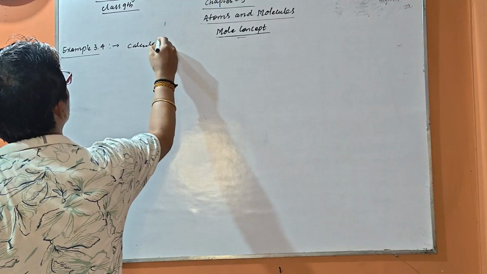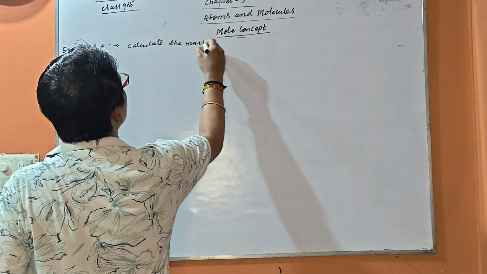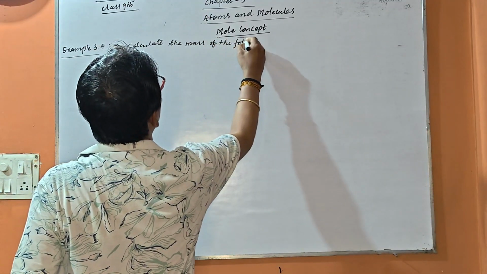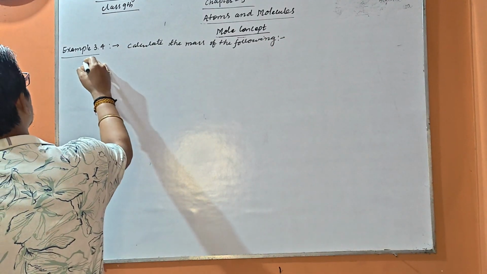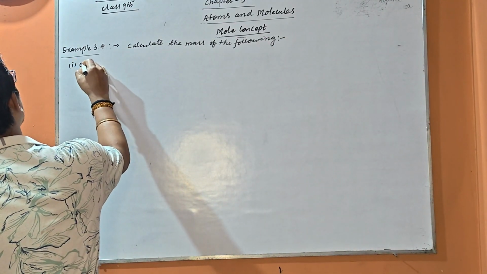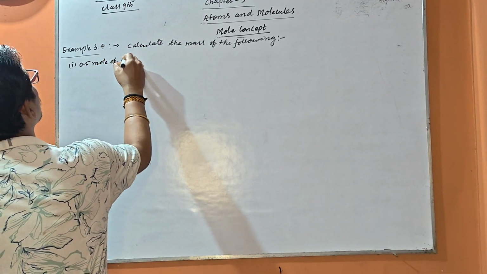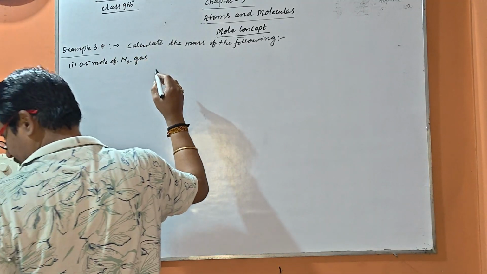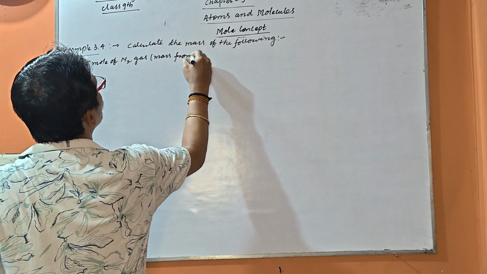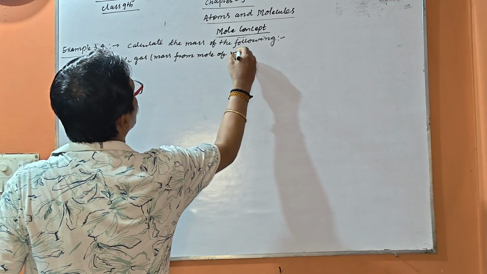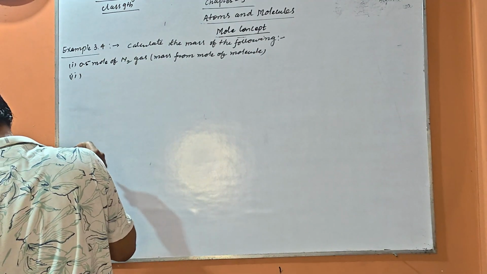Calculate the mass of the following. We are going to calculate the mass of the following. Number one, 0.5 mole of N2 gas, that is the nitrogen gas. Mass from mole of molecule. I am writing fast and you should understand fast, so make it clear.